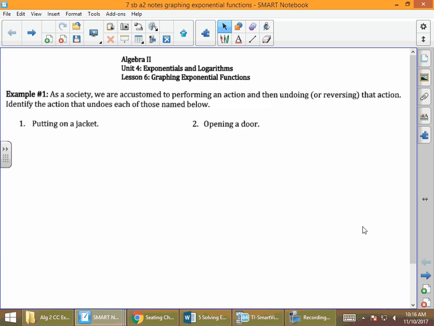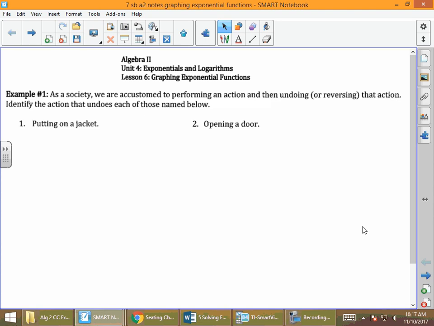Today we're going to look at exponentials and logarithms, and we need to do a little bit of preliminary work before we get into the actual work of it.